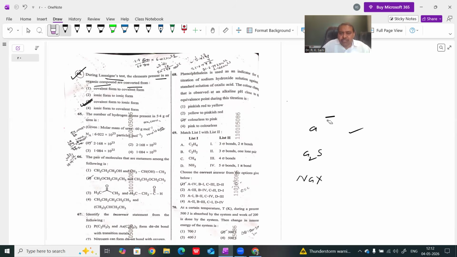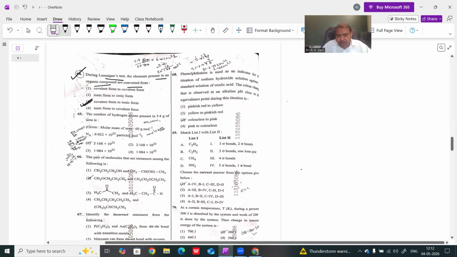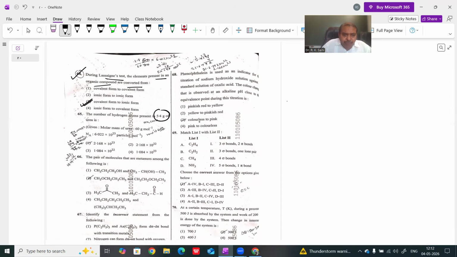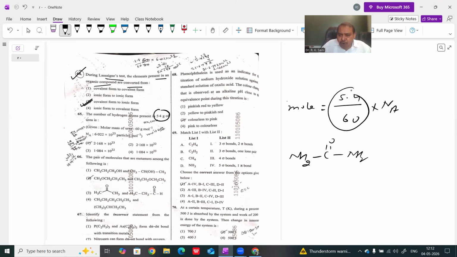This question is taken from the mole concept, the first chapter of your 11th book, stoichiometry and mole concept. Calculate the number of atoms in 5.4 gram of urea. First of all, we make moles: 5.4 divided by the molar mass of urea. You know that the formula of urea is NH2CONH2, and hence this is the moles of urea. Then multiply by Na. This gives the molecules of urea, and we know that one molecule of urea contains 4 atoms of hydrogen, and hence the total number of hydrogen atoms. The answer is 2.1 into 10 to the power 23.